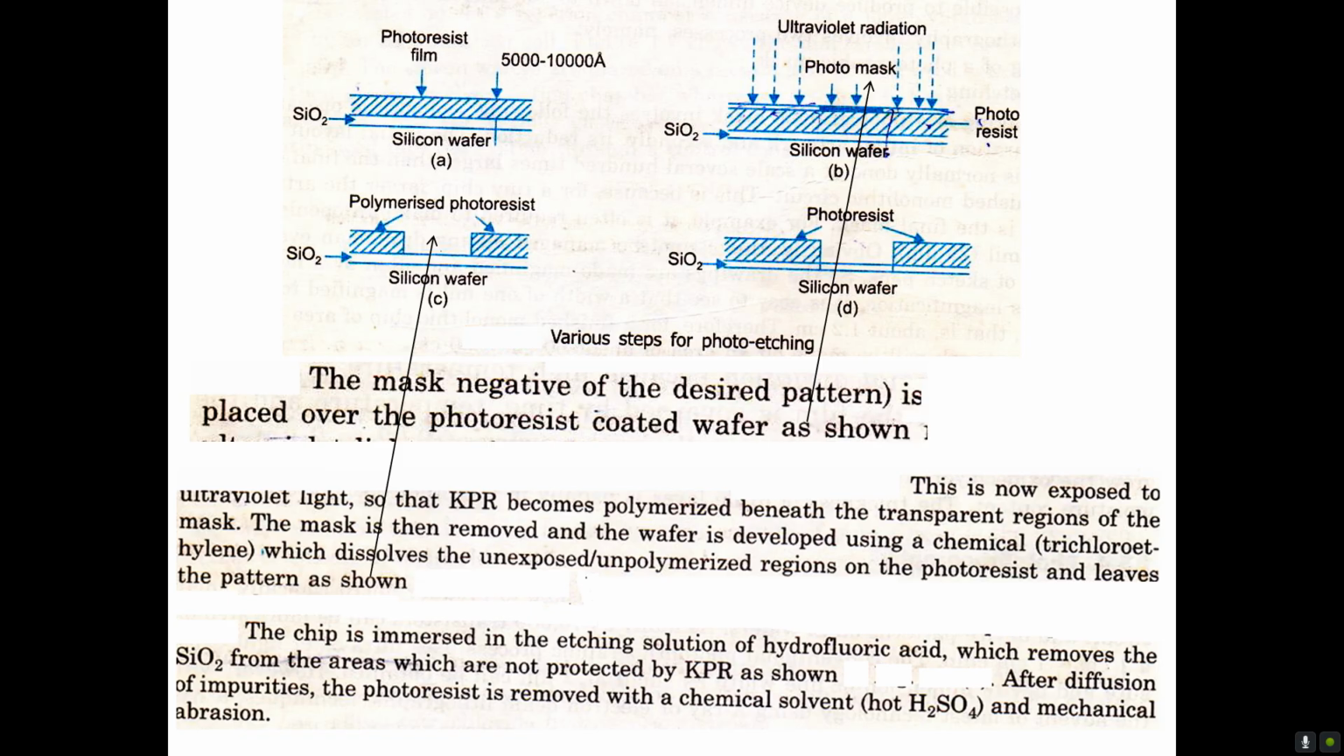The chip is immersed in the etching solution of hydrofluoric acid, which removes the SiO2 from the areas which are not protected by the KPR as shown. After diffusion of impurities, the photoresist is removed using a chemical solvent, that is hot sulfuric acid, and mechanical abrasion.